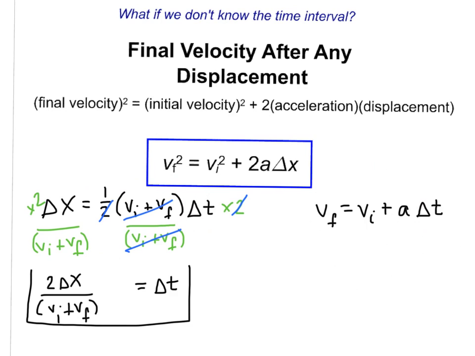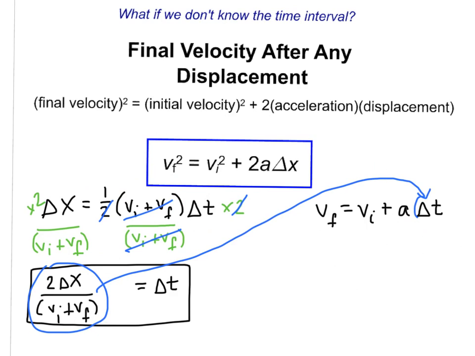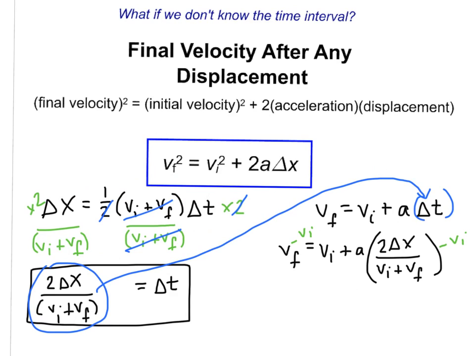Now I have this equation: delta T equals all of this. If I take this term right here and substitute it into this delta T, then I get what follows. Here's my new equation in terms of final velocity. If I subtract VI from both sides, I can do away with those terms on the right.